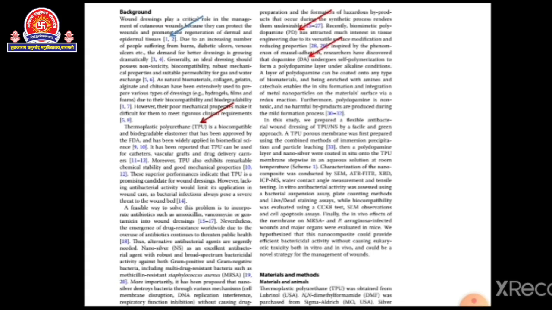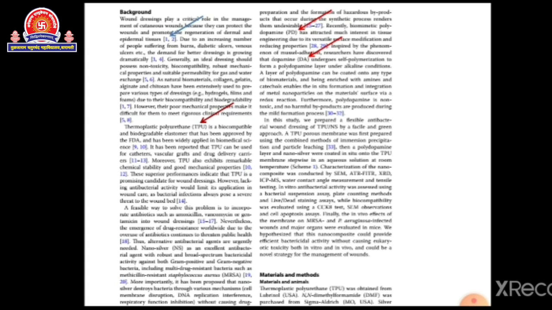The red arrows. Can you see the red arrows? So here there is a mention of abbreviations. Thermoplastic polyurethane. I think the author wants to use this word more frequently, so this word is going to come repeatedly in the manuscript.